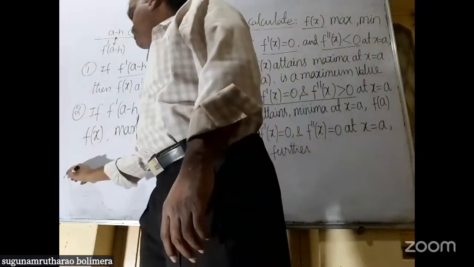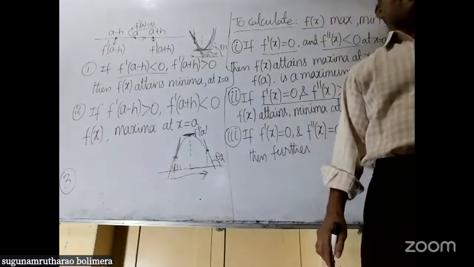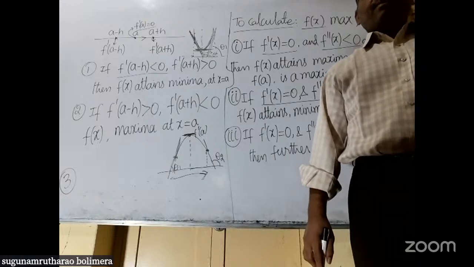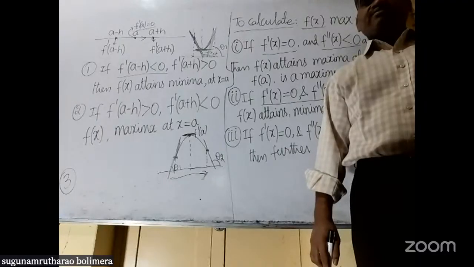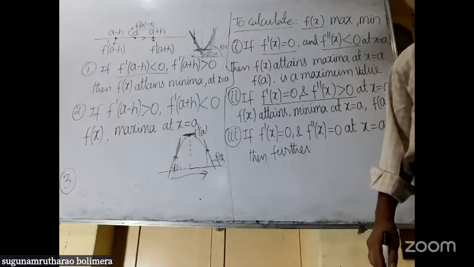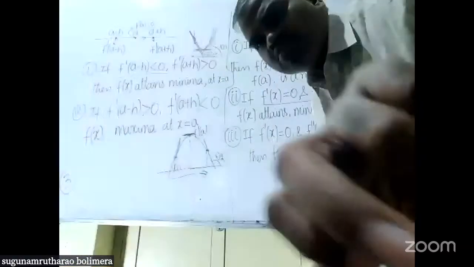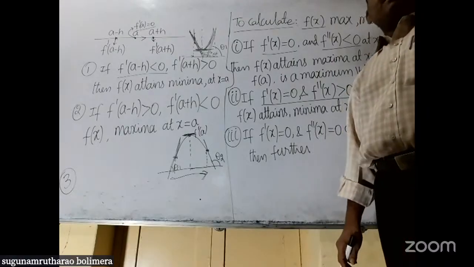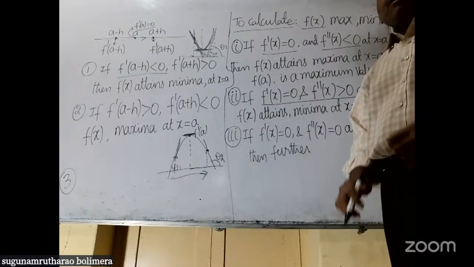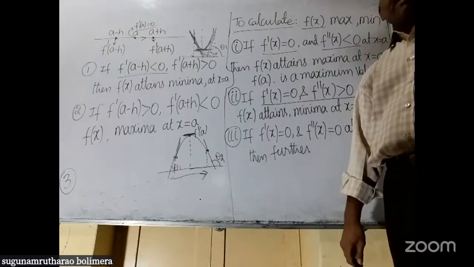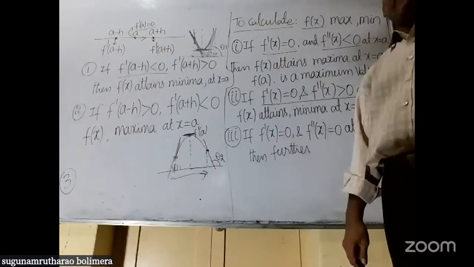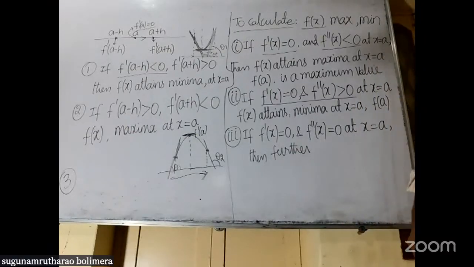Right, and the third one: if f dash of x attains no change from left to right, then the function attains neither minima nor maxima at the point a, and such a point is a saddle point.